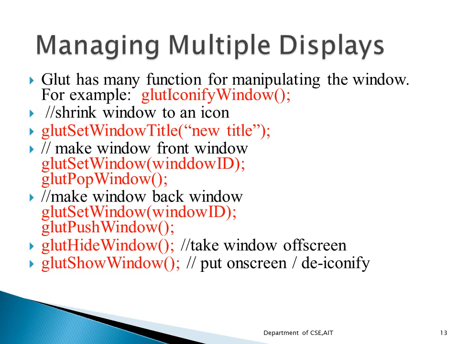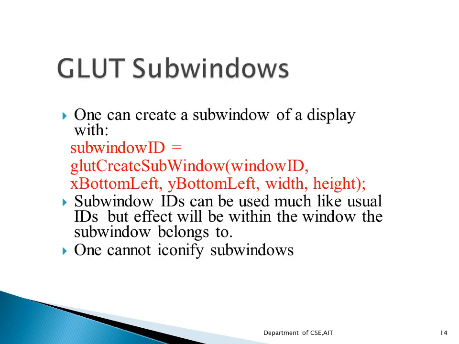If I am concentrating on one particular window, and in that window I need multiple smaller windows, then you can always go for this API, glutCreateSubWindow. The window ID I am providing here is the window which I want to divide into smaller windows. Then you can specify the X bottom left, Y bottom left, width and height. With respect to the present window I am referring to, you can position your current window with its width and height.